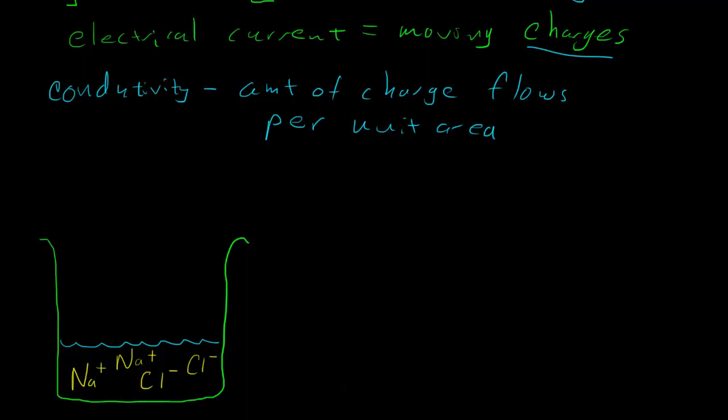And then as we start to do the titration, what we're going to be doing is adding some silver nitrate, AgNO3, into this solution.